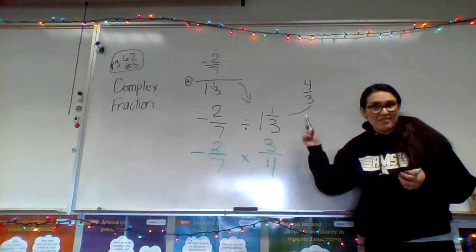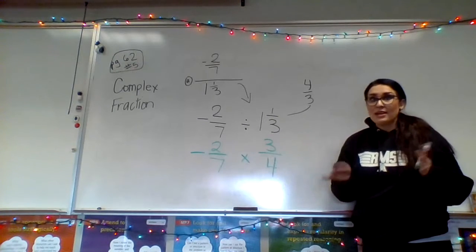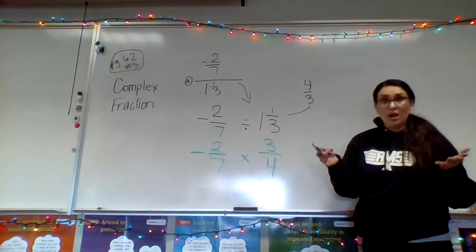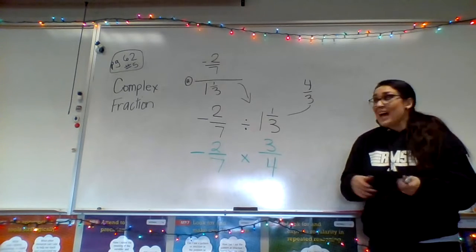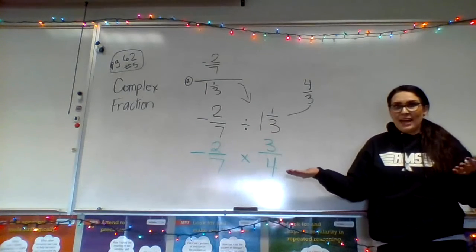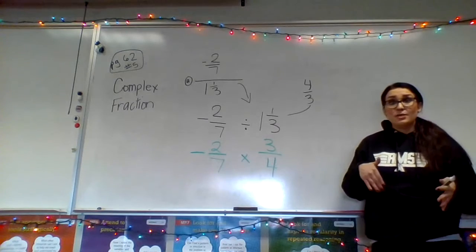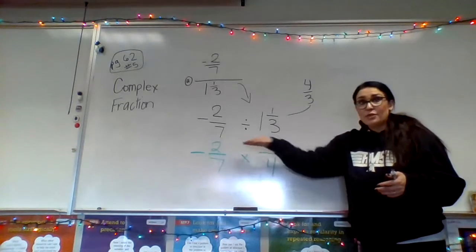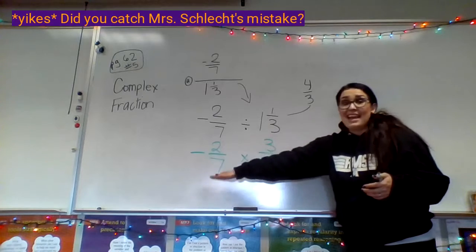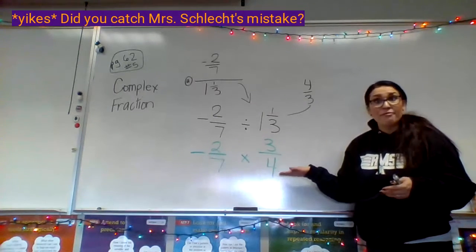Real quick, my friends, if this part went too fast, just rewind it, watch it over again, or let me know and I can help you out. But now that this is in a multiplication sentence that I can actually solve, now I can just do some cool math. So we have a -2 times a +3, a -7 times a +4.